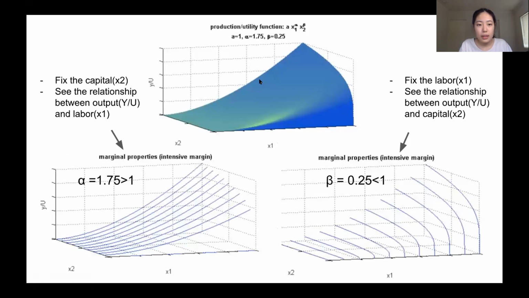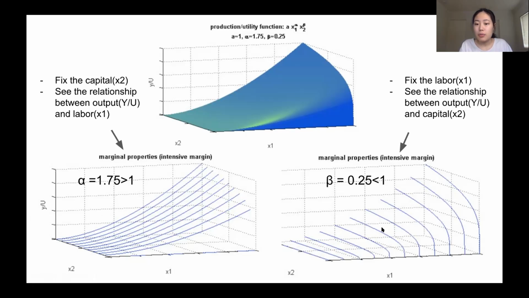So let's look at the equation. We have alpha equal to 1.75, beta equal to 0.25, and our graph. Let's look at the alpha part. We fix our capital and see the relationship between the output and labor. You can see it's concave up. And alpha is 1.75, greater than 1, which also tells us concave up. So at this time, you may want to hire more workers because they make the production in good shape.